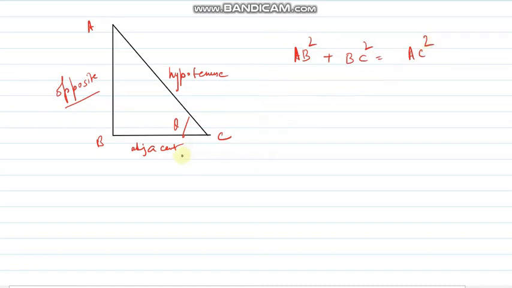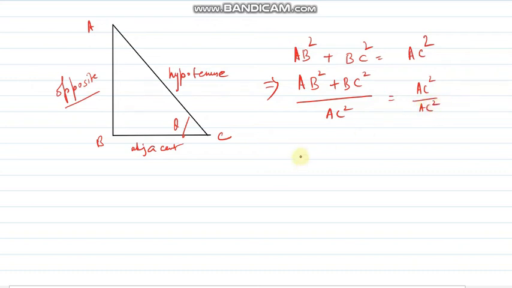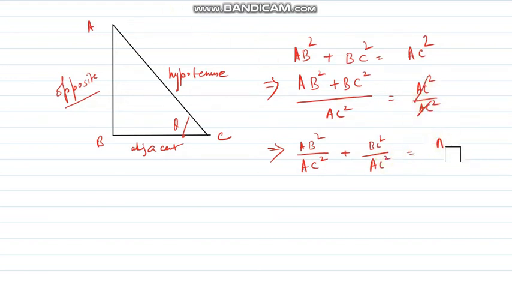From this triangle, using Pythagoras theorem, can we write that AB square plus BC square equals AC square, right? Pythagoras theorem, all of you know, you can check my video for it. If I divide by AC square, it will be AB square plus BC square divided by AC square equals AC square divided by AC square. What is AC square divided by AC square? That will be 1.